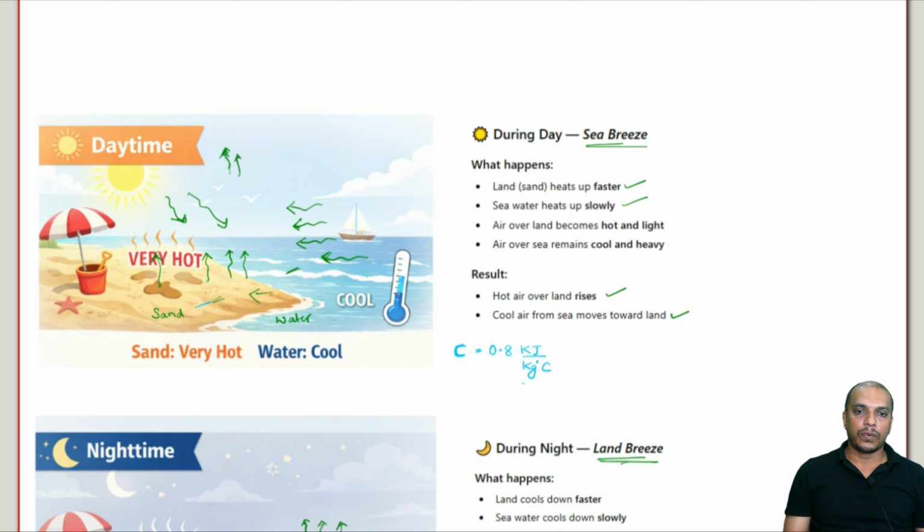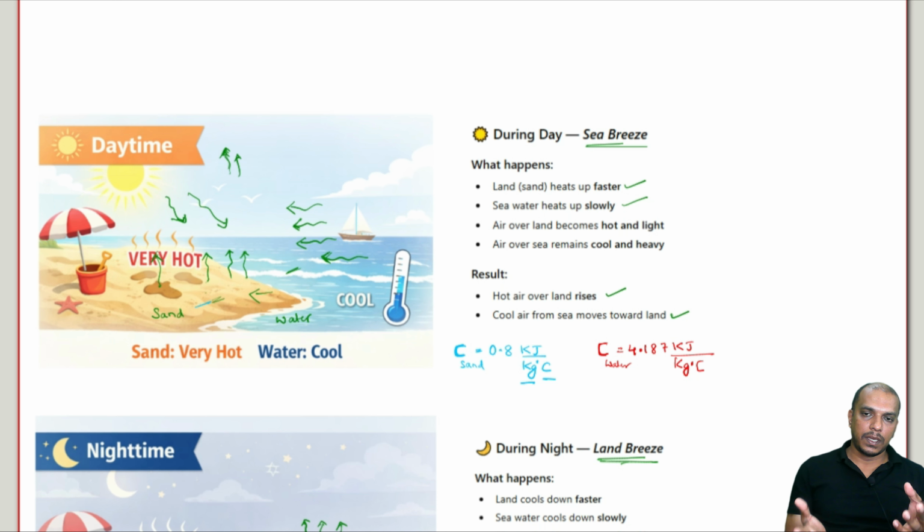So, if you take 1 kg of sand and raise it by 1 degree Celsius, you need only 0.8 kilojoules of heat, correct? Whereas if you go for the specific heat of water, water needs 4.187 kilojoules of heat for raising 1 kg of water by 1 degree Celsius. Now we can see the difference.